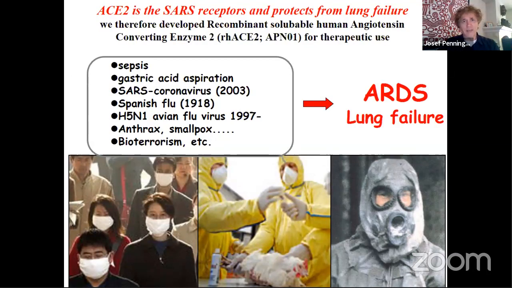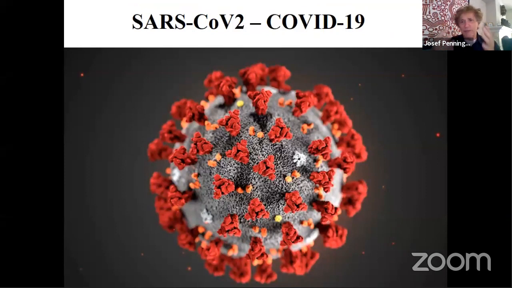MERS uses a different receptor. And so we developed this molecule for ARDS, acute respiratory distress syndrome, based on the idea that ACE2 is the SARS receptor and protects from lung injury. This molecule went already into 89 humans in phase 1, healthy volunteers, and phase 2, people with lung disease, ARDS, pulmonary hypertension, with a very reasonably good safety profile. And then, of course, COVID-19 came about.